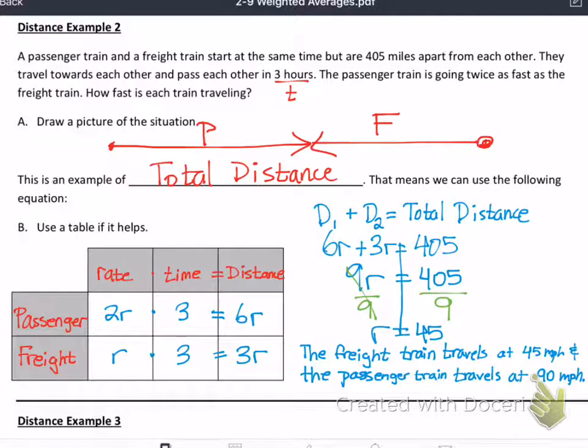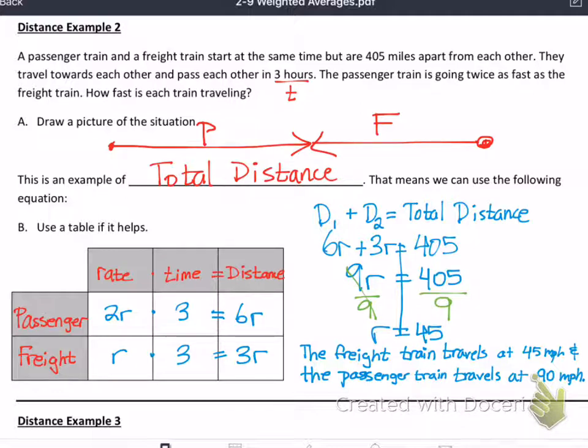So I solved it, combined the like terms, divided by 9, and I got R is equal to 45. Now the R, if you go back to the table, represented the rate of the freight train. So the freight train travels at 45 miles per hour, and since the passenger train doubled that speed, it is traveling at 90 miles per hour. So those two examples are examples of total distance.